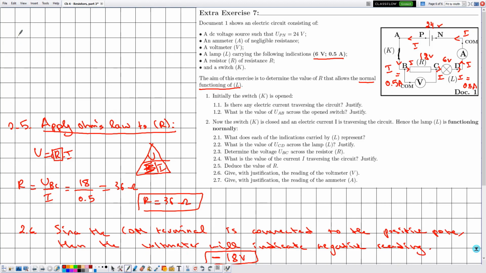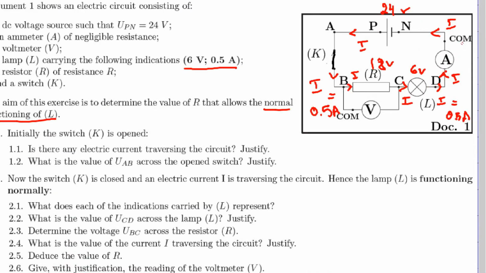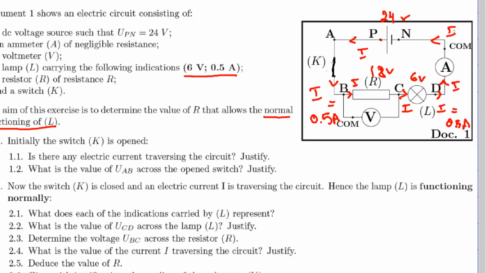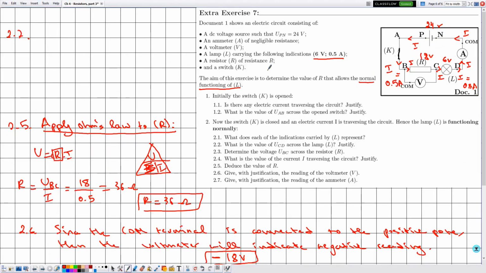Now in 2.7 they are asking me to give with the justification the reading of the ammeter. So the ammeter is being traversed by the current I, so it's measuring the current I of value 0.5 amperes. So in this case it will either measure 0.5 amperes or minus 0.5 amperes, and this depends on the COM terminal. If this is the positive pole going to the ammeter, then this is positive and this is negative. Notice that the COM terminal is connected to the negative pole.